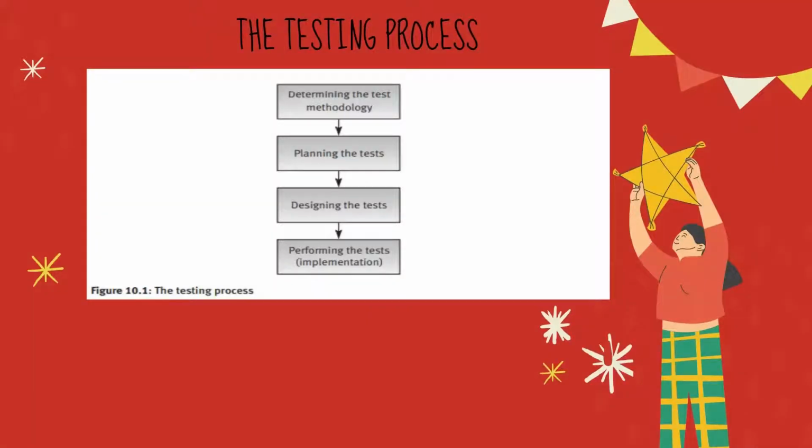So, the testing process. Planning, design, and performance of testing are carried out throughout the software development process. These activities are divided in phases, beginning in the design stage and ending when the software is installed at the customer site.